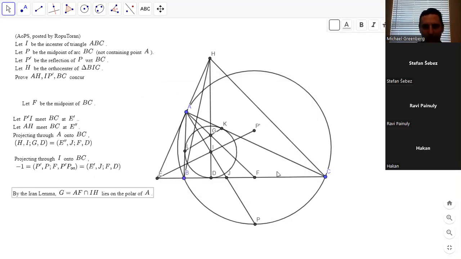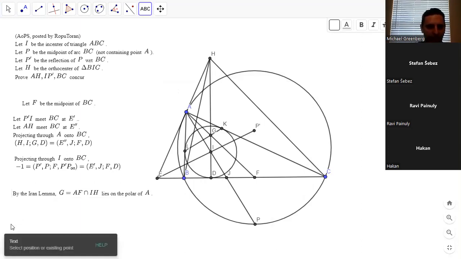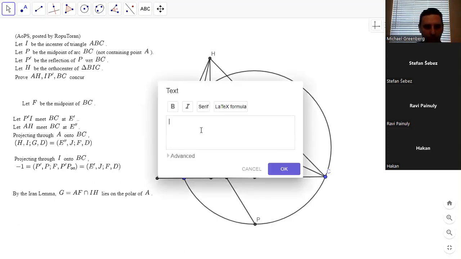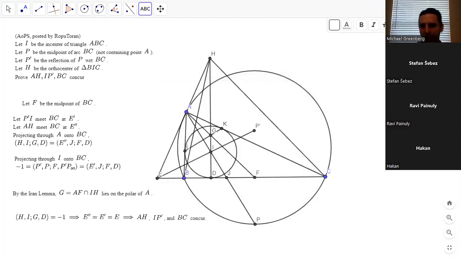And from there, that implies HIGD equals -1, which implies E double prime equals E prime equals E. And that implies AH, IP prime and BC concur. All right, looks good. So that was a quick one.